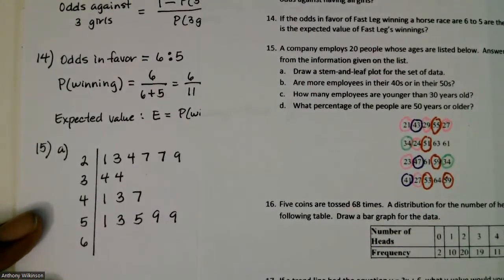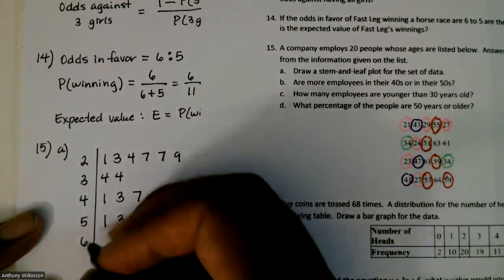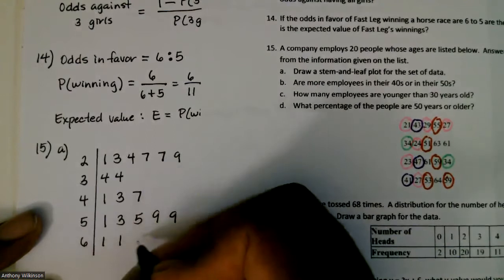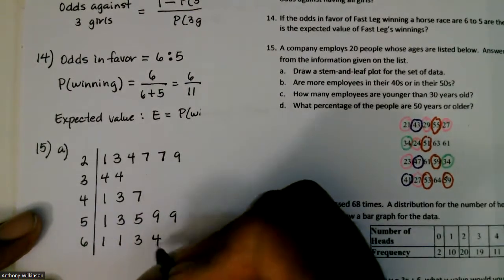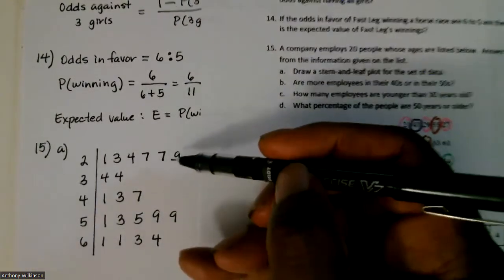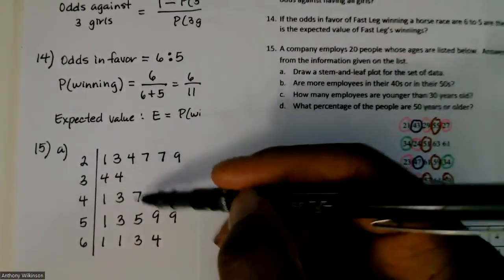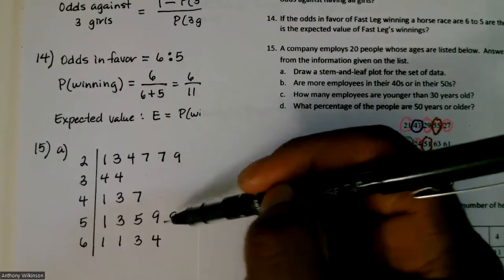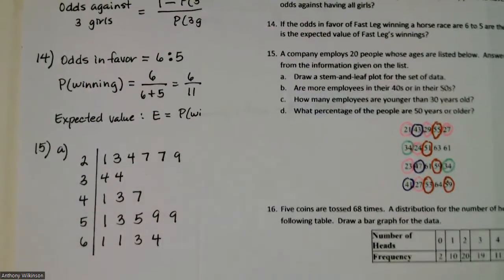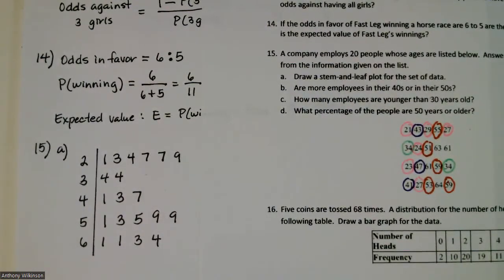And then for the 60s, I got 61, 63, 61, and 64. I got 2 61s, so one has to be written twice, then 63, then 64. And make sure you count up all of your leaves here, because they must add up to 20. So this is 6, 8, 11, 16, and 20. So I have all my data values accounted for. So that is my stem and leaf plot for that data set.